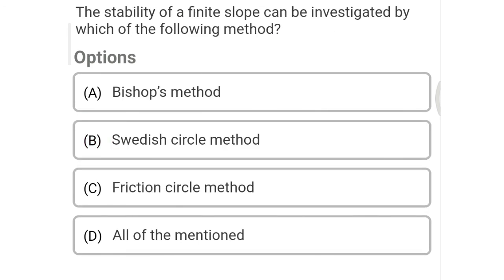So next question, the stability of finite slope can be investigated by which of the following methods? Option A, Bishop's method, option B, Swedish circle method, option C, friction circle method, option D, all of mentioned. So the correct answer is option D, all of mentioned.